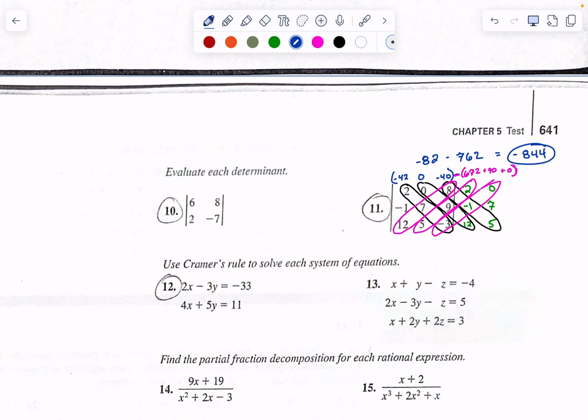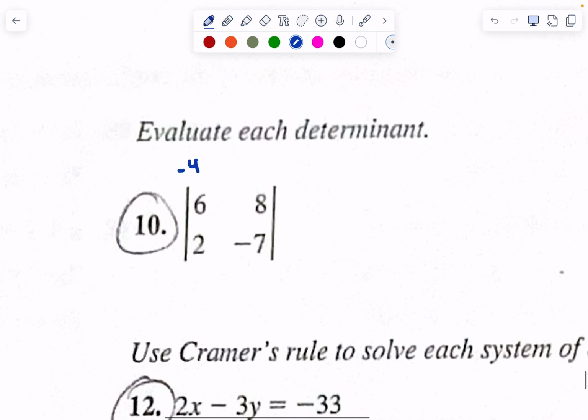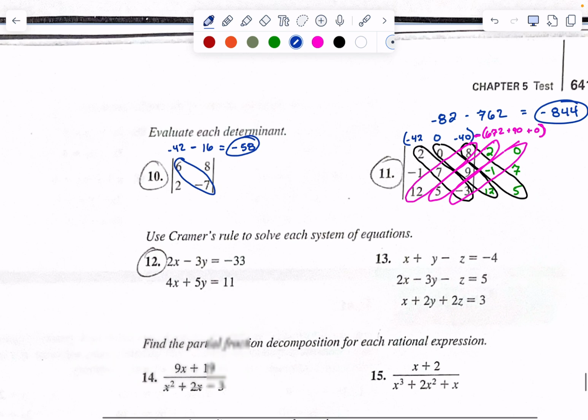Wait, am I subtracting? Yes, so you do the diagonal downs, you add those together. That's not a plus, that's a minus. It should be negative 42 minus 16. I thought that last part was a plus. That's what I got for him. Yep.